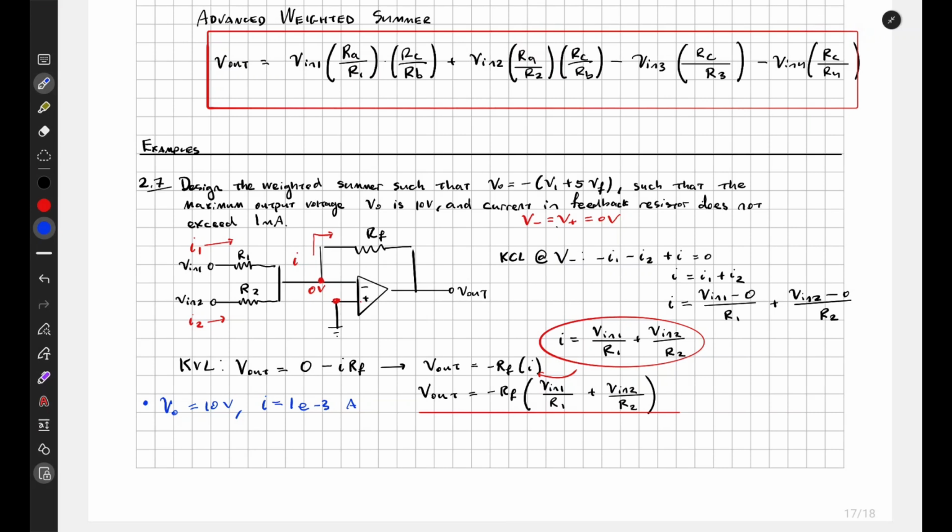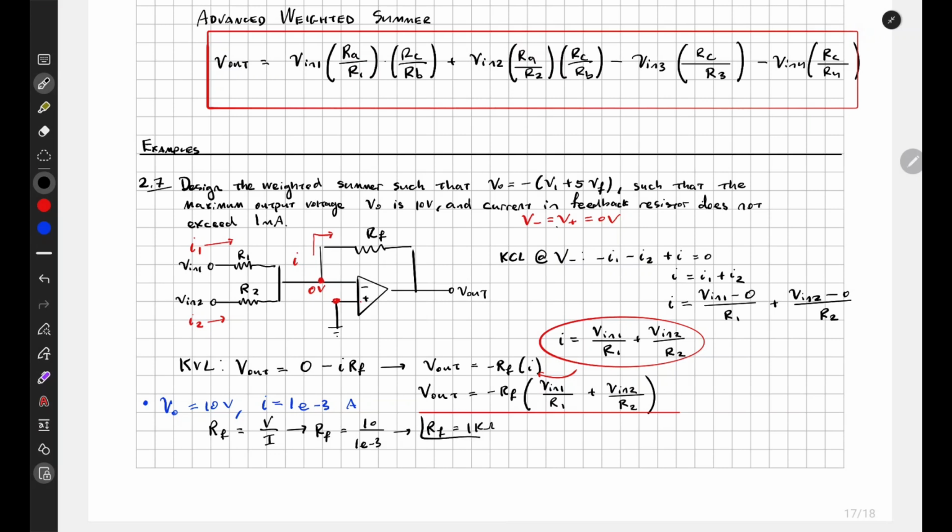We can just take these values. So V is equal to IR, right? So then you really just rearrange V equals IR to say R is equal to V divided by I, right? So RF, we can calculate that is equal to V, which is 10, divided by 1 milliamp. So RF is equal to 1 kilo ohms.